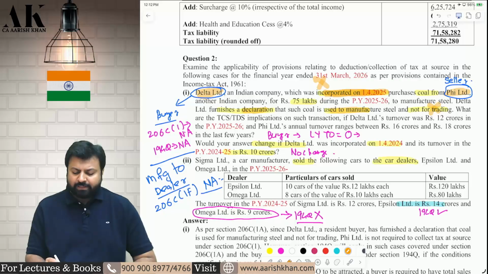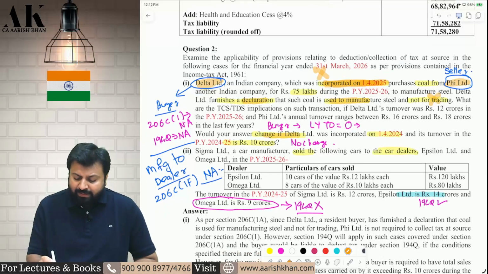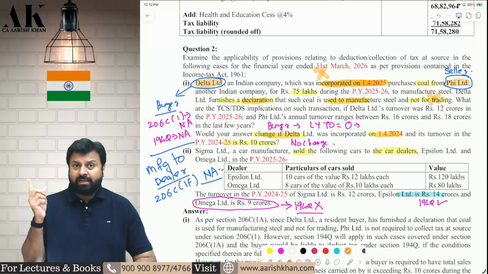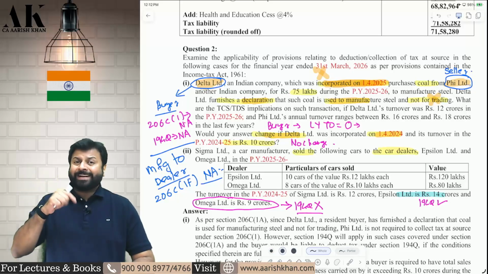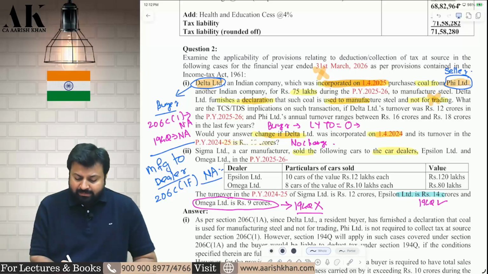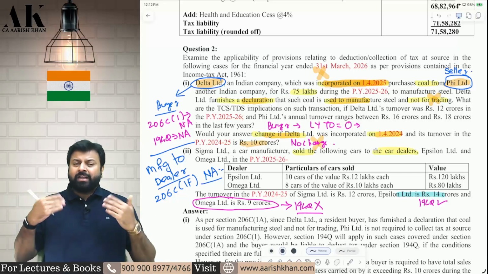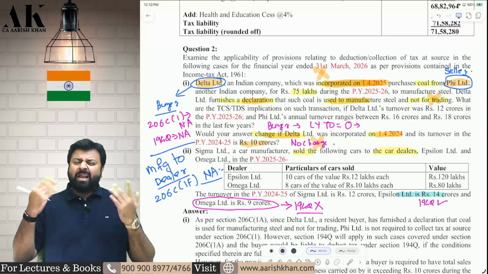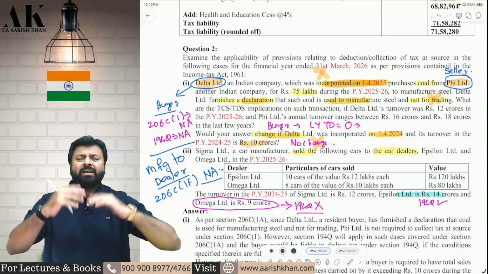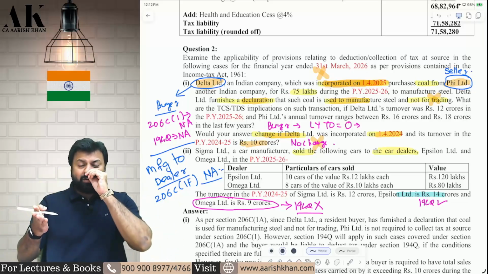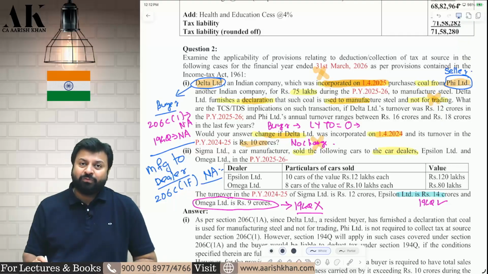Now, the last line of this question they are saying, will your answer change if the buyer is incorporated in last year? The buyer is incorporated not in the current year but in the last year, and the last year turnover is 10 crore. Still the answer will not change, because for TDS to apply under 194Q, the last year business turnover should be more than 10 crore. Even if it is exactly 10 crore in the last year, TDS under 194Q will not apply.